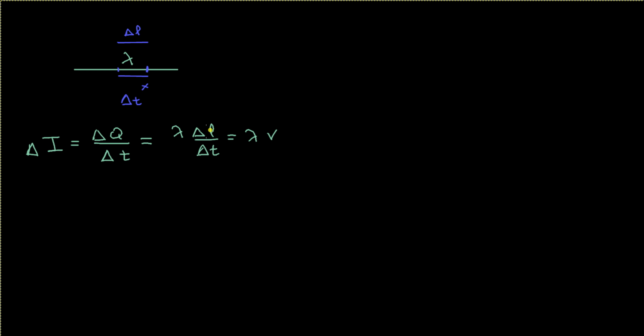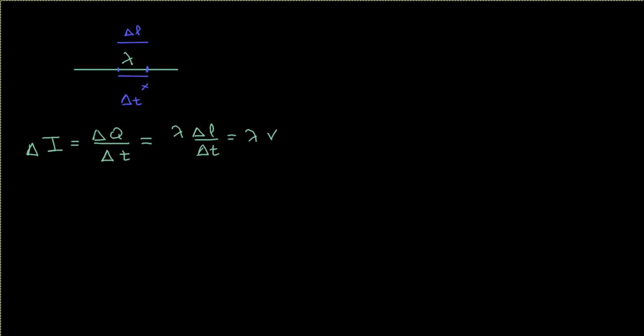And then I have delta L over delta t. By definition, when you have the distance over the time, you get the velocity. So the linear charge density lambda times v, this will give you the current in the linear case.